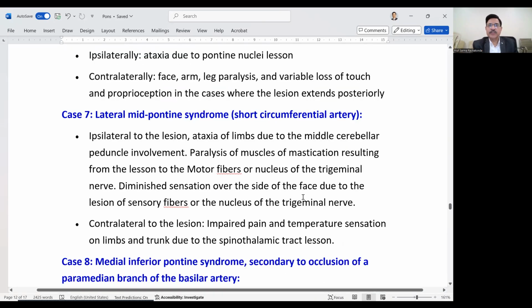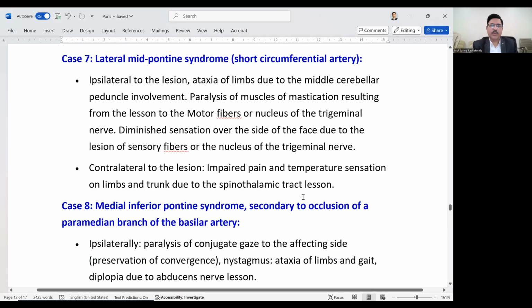It produces paralysis of the muscles of mastication, resulting from the lesion of the motor fibers of the trigeminal nerve, and diminished sensation on the face. Supposing you have diminished sensation of one half of the face and also the masseter muscle and the mastication muscles are affected, then it is a lateral mid-pontine syndrome.